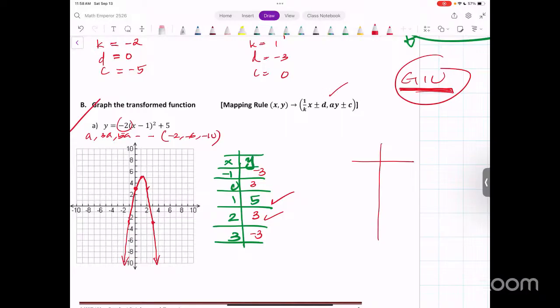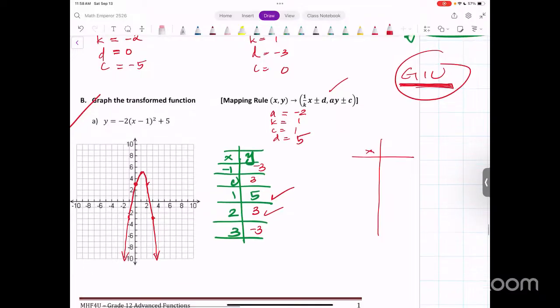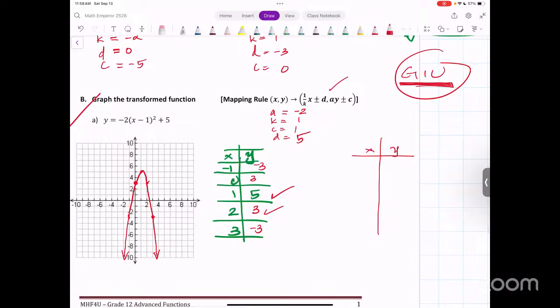We need to identify the values of A, K, C, and D. So we're going to move back to C. Harsha, can you tell me the value of A? Let me erase this value of A, please. -2. The value of K? Is it just 1? The value of C: 1. D: 5. Pretty good. So let's go back to my parent function first. Myra, what is the parent function for this function?